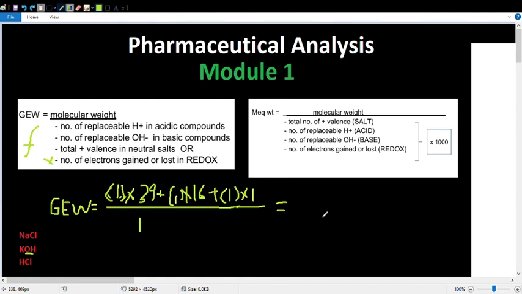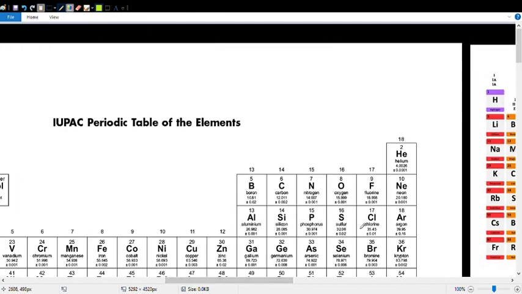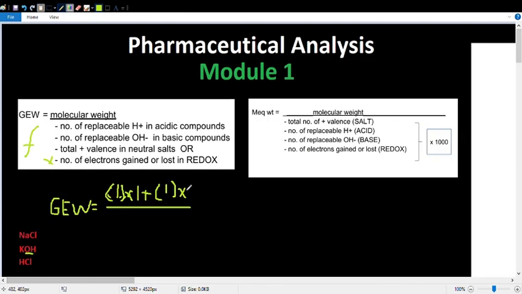Moving to HCl. Let's identify it first. This is an acid because it has H or hydrogen ion. So let's find the molecular weight first. 1 atom of hydrogen times the molecular weight which is 1, then plus the chloride. Chloride is 1 atom, so 1 times the molecular weight of chloride, which is 35.